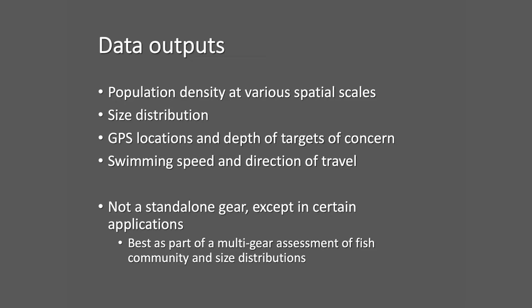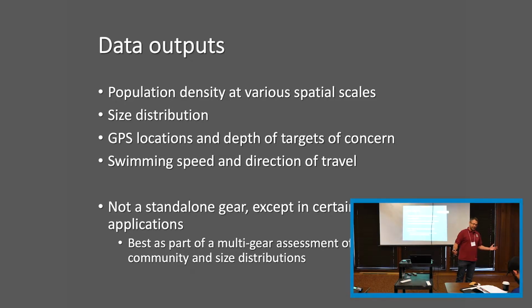But I wanted to emphasize that this is not a standalone gear for most of these applications, with a few exceptions that I'll talk about briefly. But this is best as part of a multi-gear assessment of the fish community and the size distribution of that entire fish community. We're not able to tell what the species is, so we need to rely on the proportional information that we get from the fish communities to divvy up those targets based on their length.